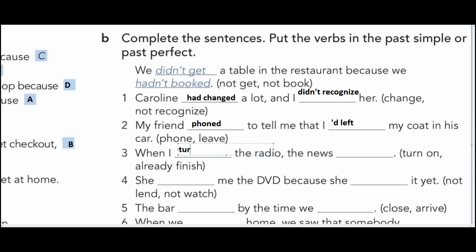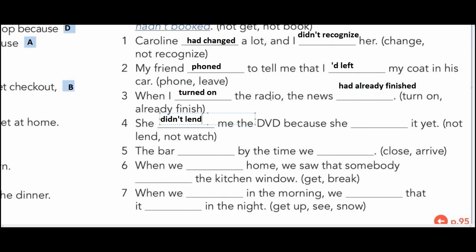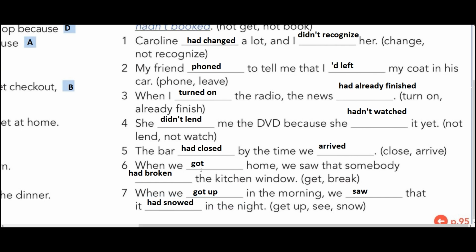When I turned on the radio, the news had already finished. In this case, yeah, now it's good. Number 4. She didn't lend me the DVD because she hadn't watched it yet at that moment. The bar had closed by the time we arrived. So this action happened first. Number 6. When we got home, we saw that somebody had broken the kitchen window. And number 7. When we got up in the morning, we saw that it had snowed in the night. So the first action, it had snowed, then people got up, and then they saw.